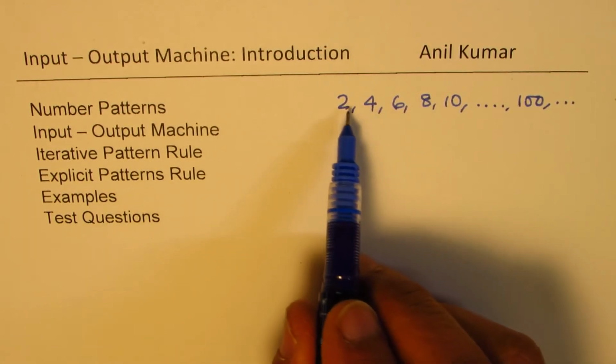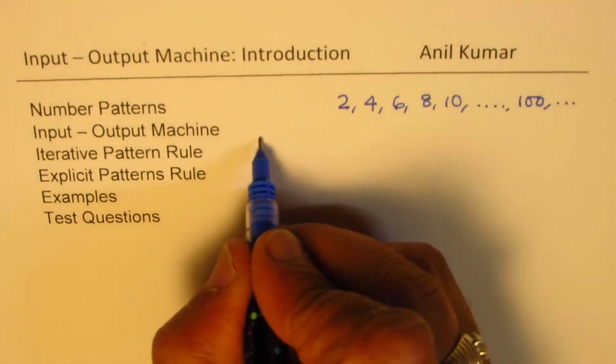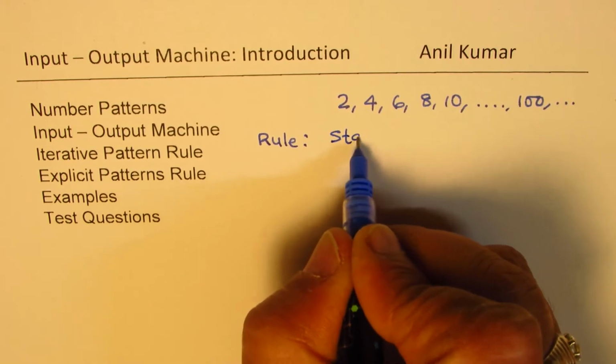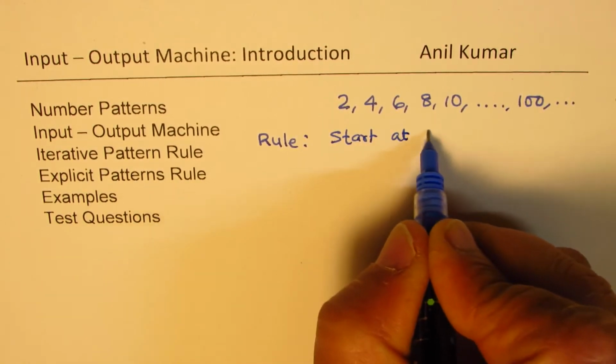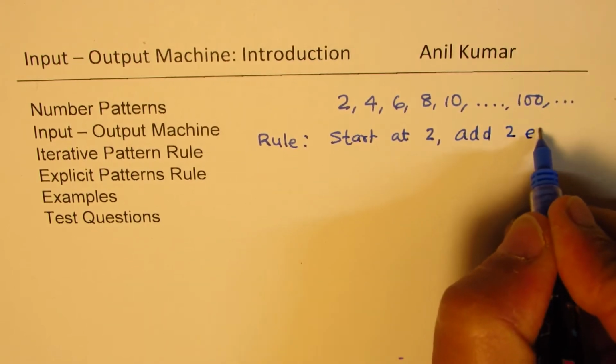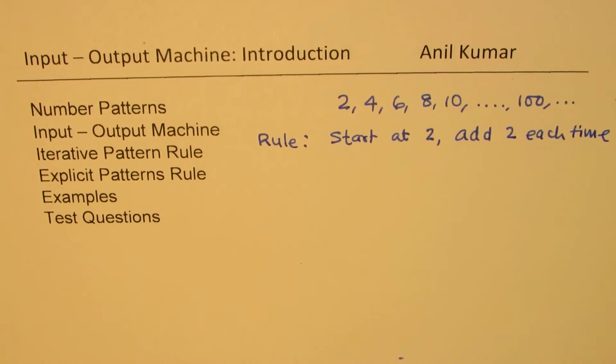Now, this pattern could be explained with the help of a rule, right? So we can write a rule for this, and the rule could be: start at 2 and then add 2 each time. That could be a rule, right?